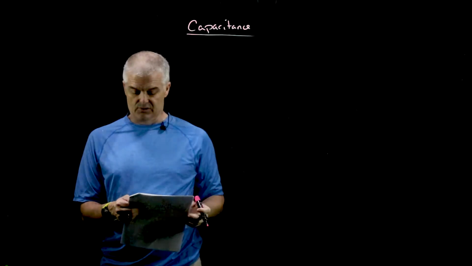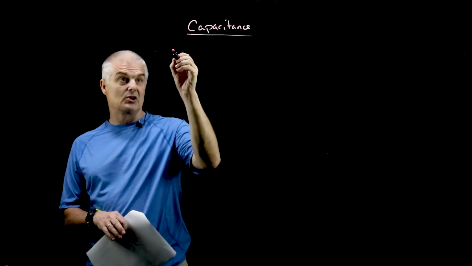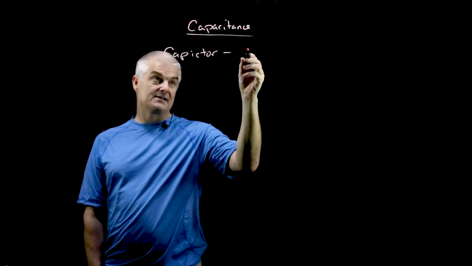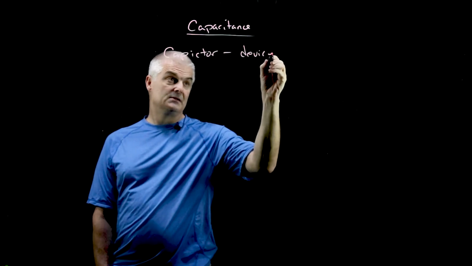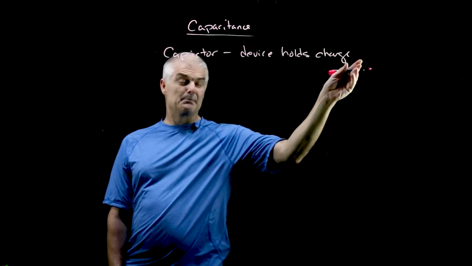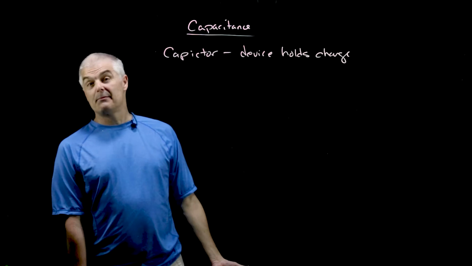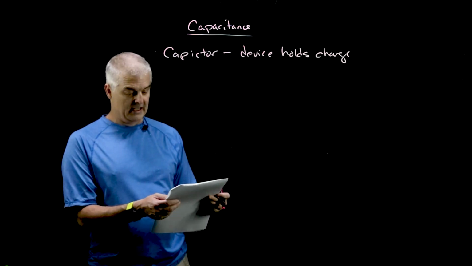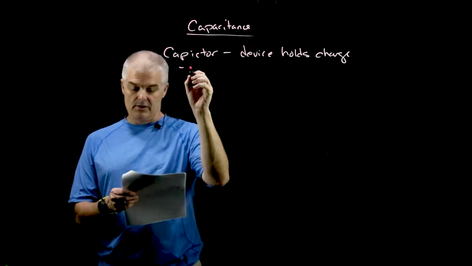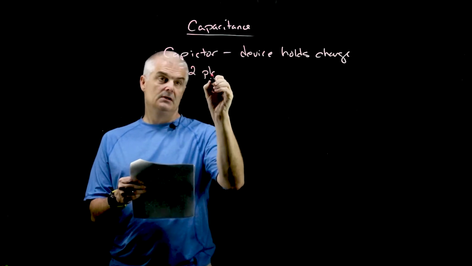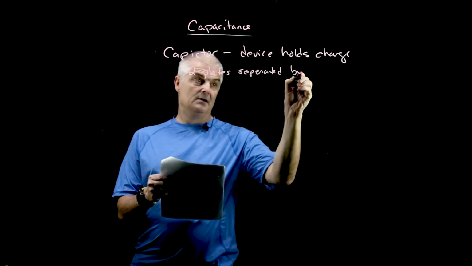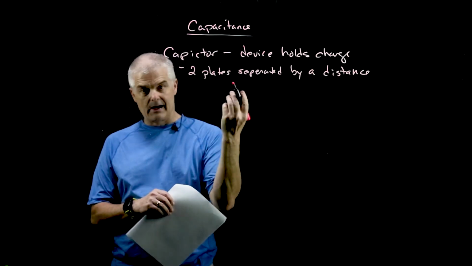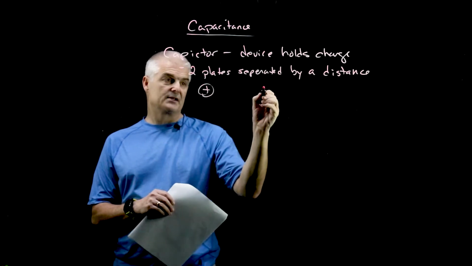So in the world of electricity, there's something called a capacitor. This is a device that holds charge. Think of it like a big bucket. And the bucket's how much charge you can hold, which you can save to do some cool work. And ultimately, a capacitor is where you have two plates separated by a distance, and they're oppositely charged. So one side's positive and one side's negative.